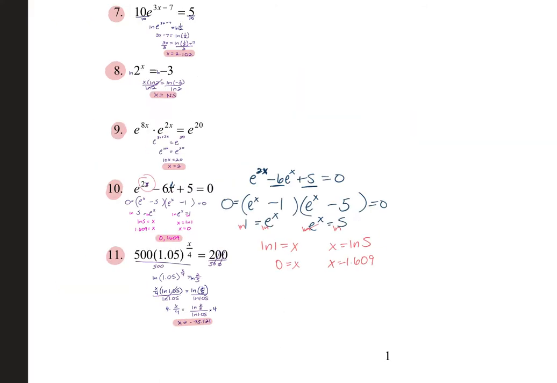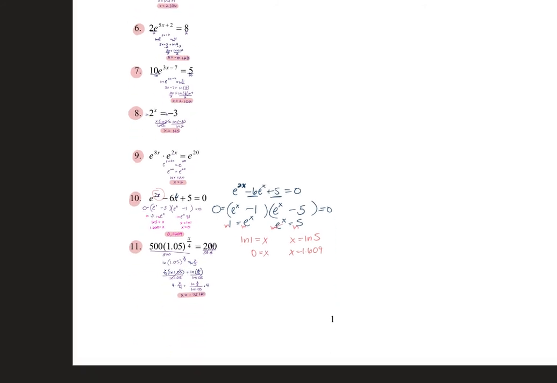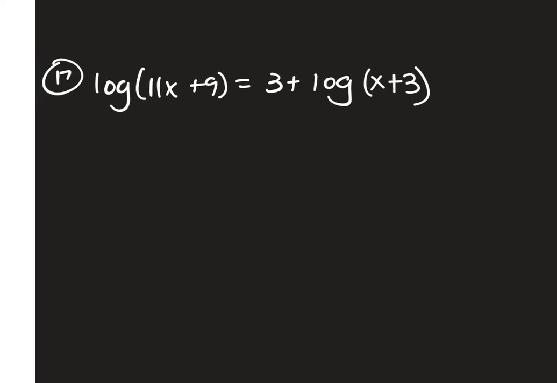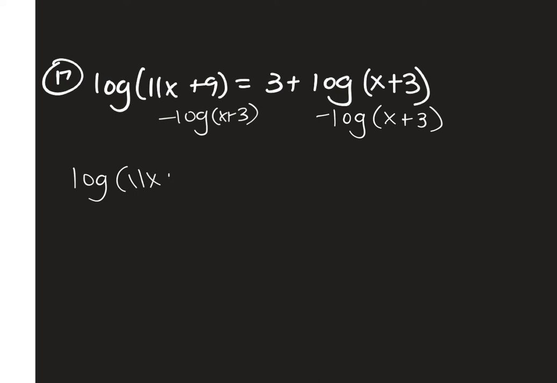If I'm you and I get a test tomorrow, I would look through all these questions. There's no logs in there. Then this is 17. So you've got 1 log on the left and 1 log on the right, but it's not by itself. It's got the number. So I have to group the logs. I have to move this log, and it doesn't matter which way you move it, but I'm going to move it from the right to the left. So I end up with log of 11x plus 9 minus log of x plus 3 equals 3. Then I've got 2 logs on one side, so I got to condense. It's division, so it becomes subtraction.